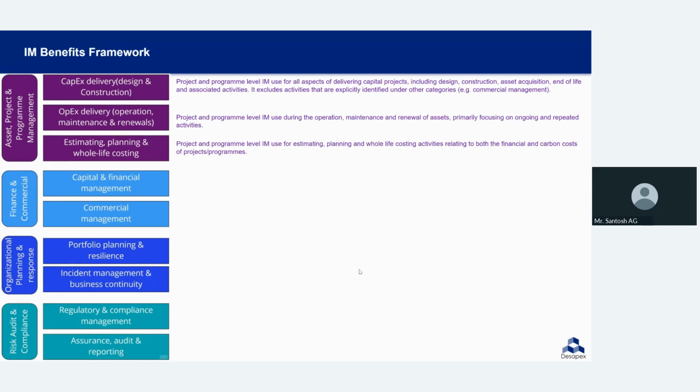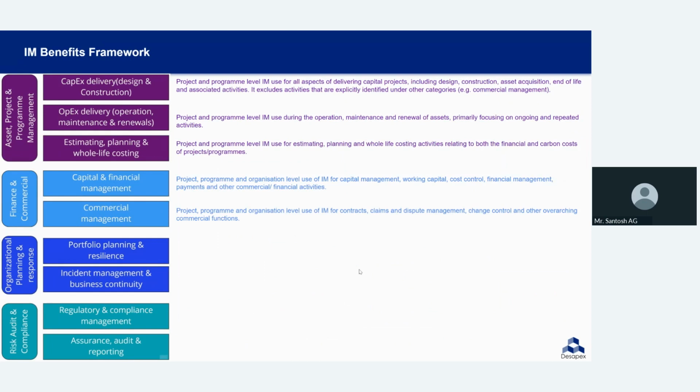The second big area to see IM deliver the benefit is the financial commercial functions within the businesses. And everything from timesheets and financial reporting through to better cash flow analysis on the project is captured in this. In this, we've got two sections. The first one being the capital and the financial management. In this, information management is used for the capital management, working capital, cost control, financial management, payments, and other commercial activities. In commercial management, IM is used for contracts, claims, and dispute management, change control, and other overarching commercial functions.